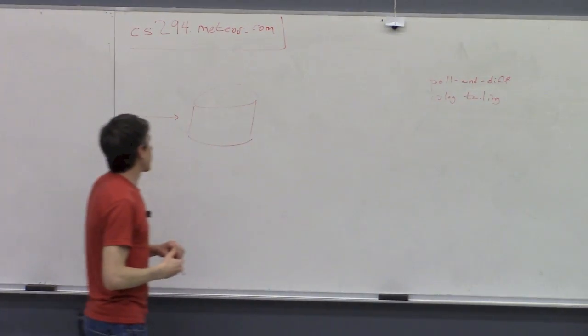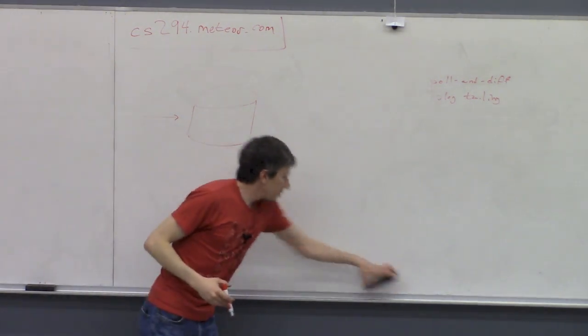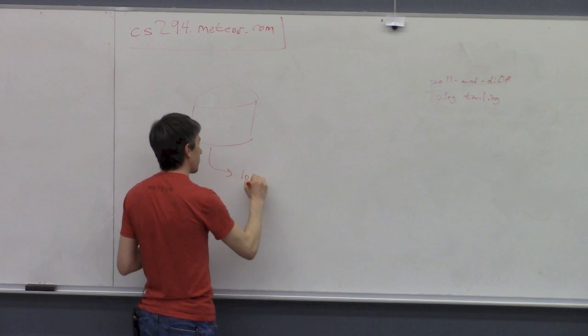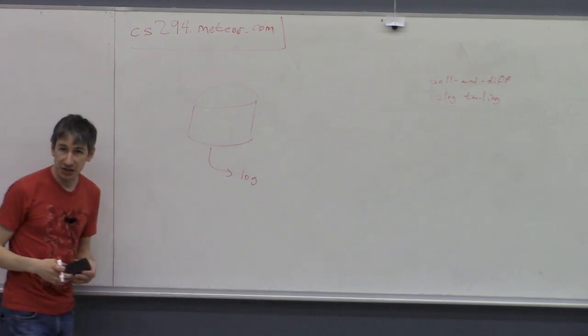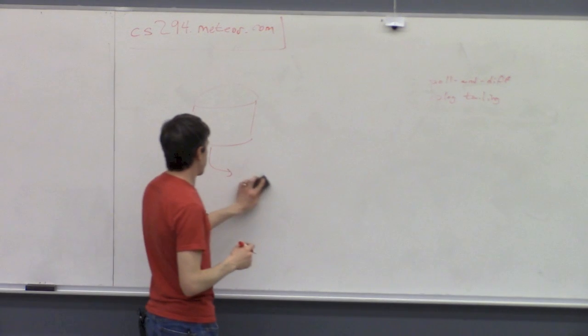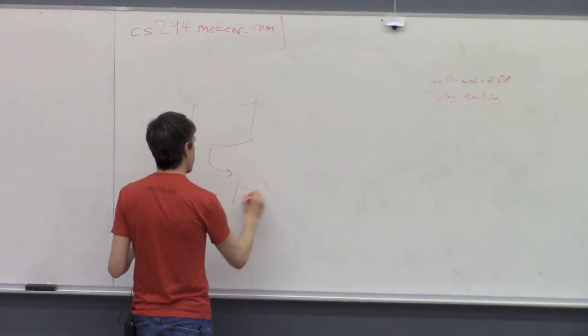So how does oplog tailing work? Well, it turns out MongoDB emits a log of every update that's made to the database. The reason it does this is because this is how it implements failover.